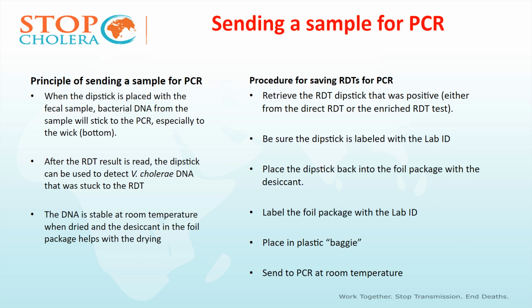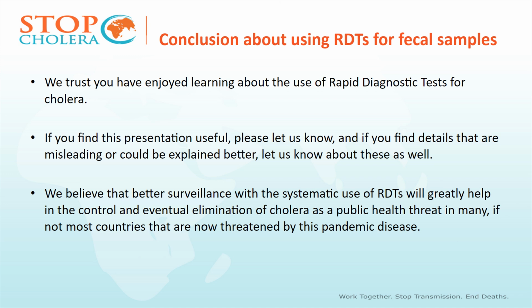Remember to label the dipstick and the foil packet with the lab ID. The foil packet should be put in a plastic baggie and sent to the lab. There is no need to refrigerate the sample. It is stable at room temperature for many months. In the lab, the DNA will be extracted from the dipstick and tested for V. cholerae by PCR.